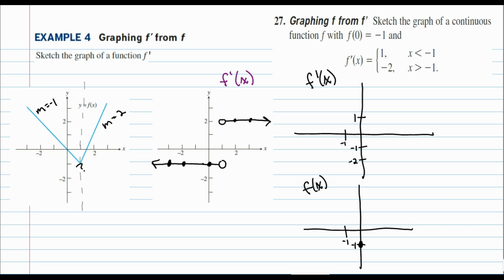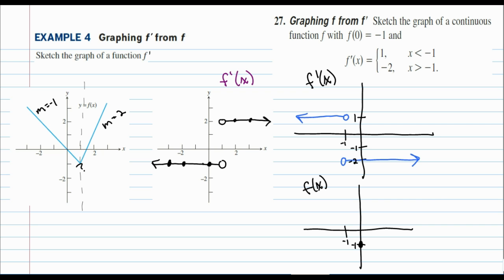The now try problem number 27 says graphing f from f prime. So now we're going to be given the graph of the derivative, and then we're going to graph f. So first we need to graph this piecewise function of our derivative. So our derivative has the value of 1, so y equals 1, for every x value less than negative 1. Not equal to, so there's an open circle. So all the way out here, we have the y value 1, anywhere x is less than negative 1. Anywhere x is greater than negative 1, the y value is negative 2, so the slope is negative 2. All the way out that way.